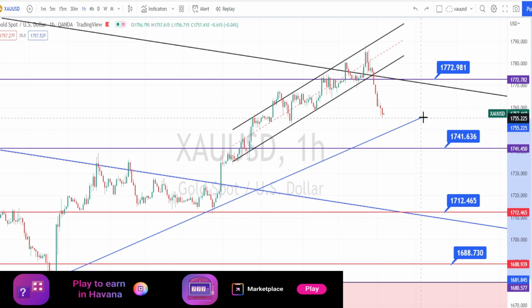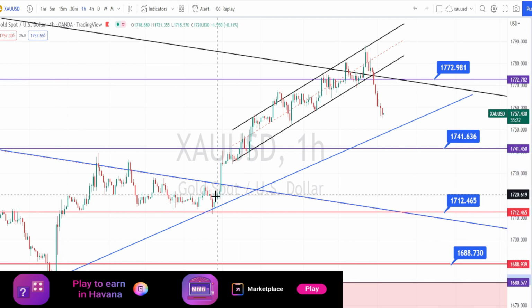I am drawing one more support line to understand where could be the next support level. So previously we have noticed the price action to respect this support line, and currently we are noticing the price action to trend on the bearish side.